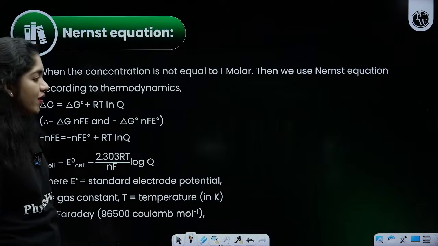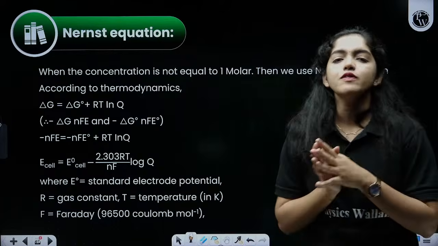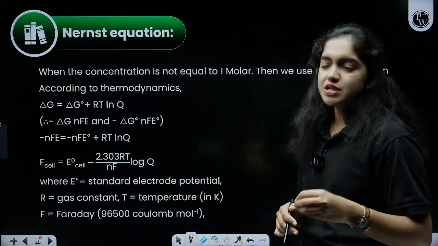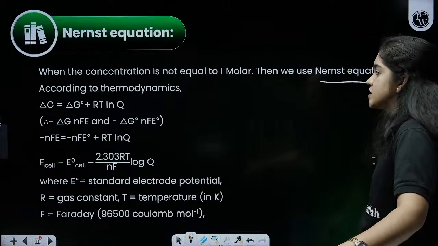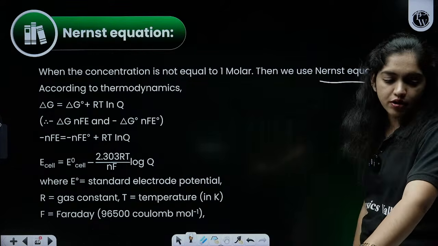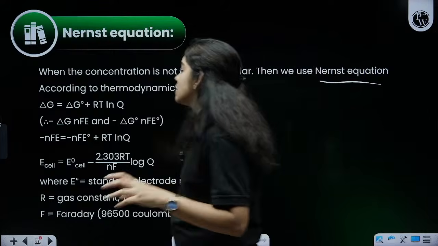Then we are going to the derivation session, that is the Nernst equation. The Nernst equation is very, very important. How will we find the Nernst equation? The Nernst equation is used when the concentration is not equal to 1 molar. When the concentration is not equal to 1 molar, we will use the Nernst equation.